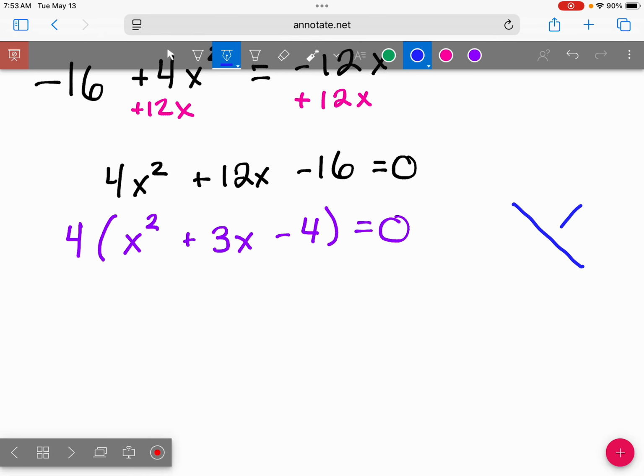And then when we're trying to factor, we just get to look at this guy. Makes our life a whole lot easier because that is relevant to our shortcut. We can take that pathway. Our a times c, 1 times minus 4, goes at the top. Our 3 goes on the bottom. Looking for a pair of numbers that multiplies to make negative 4 and adds to make a positive 3.